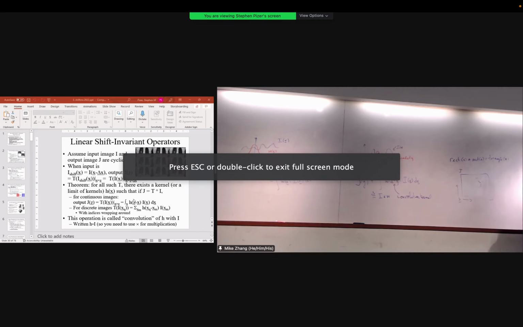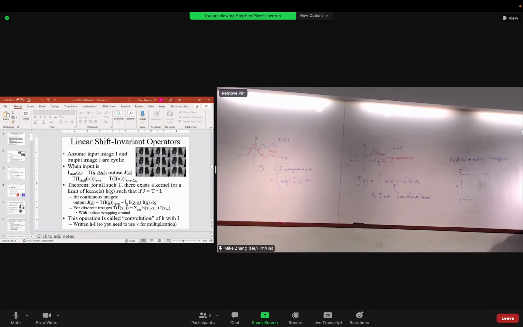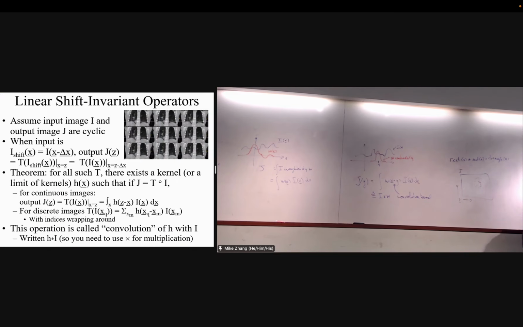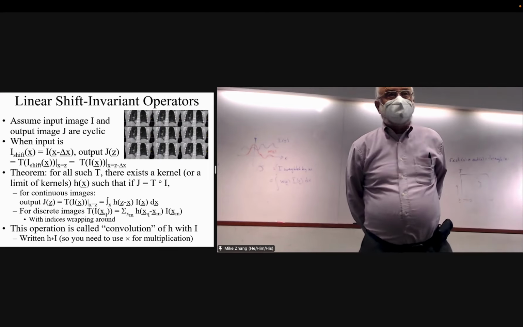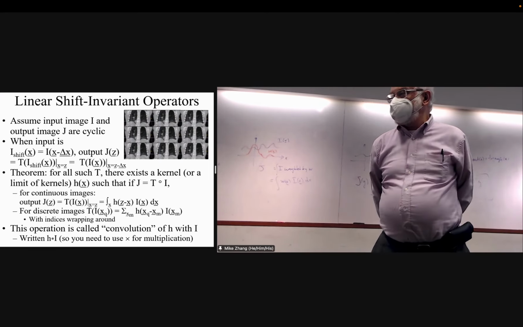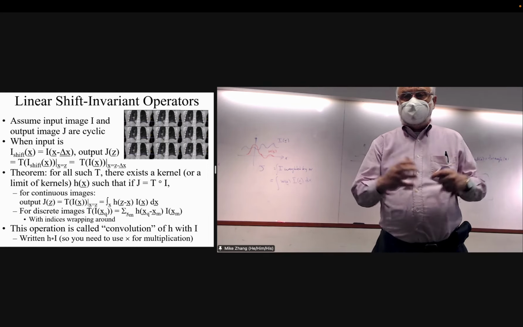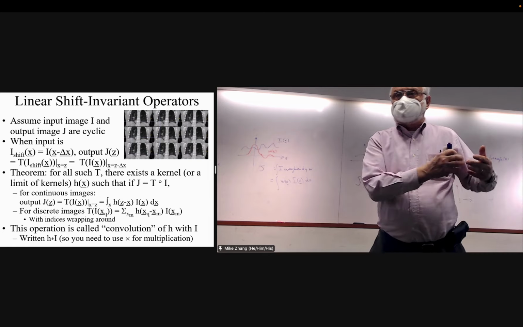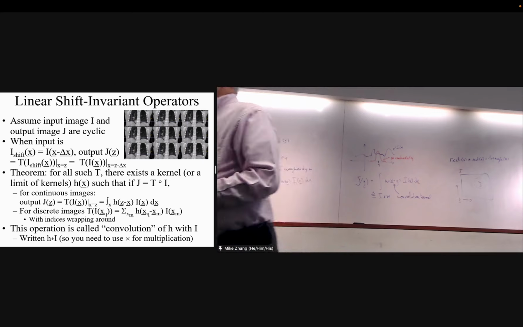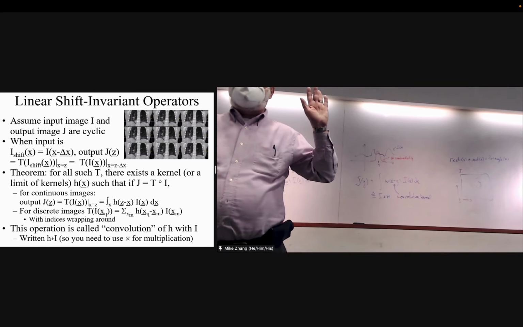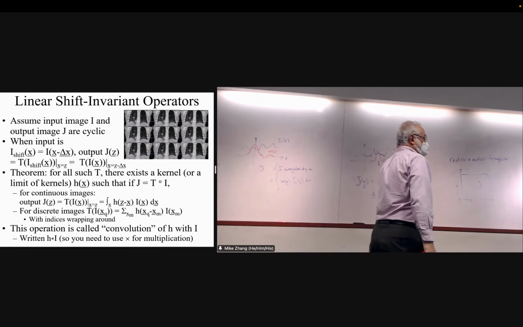More precisely, a shift invariant operator is either such a convolution, or it's a limit of such convolutions as the kernel goes to some limit. Okay, we're just going to say convolution is just a kernel.